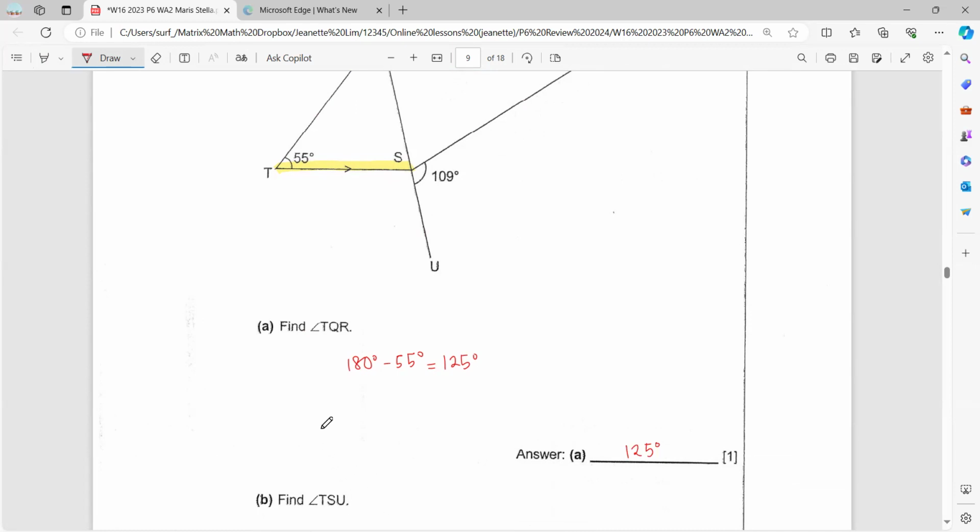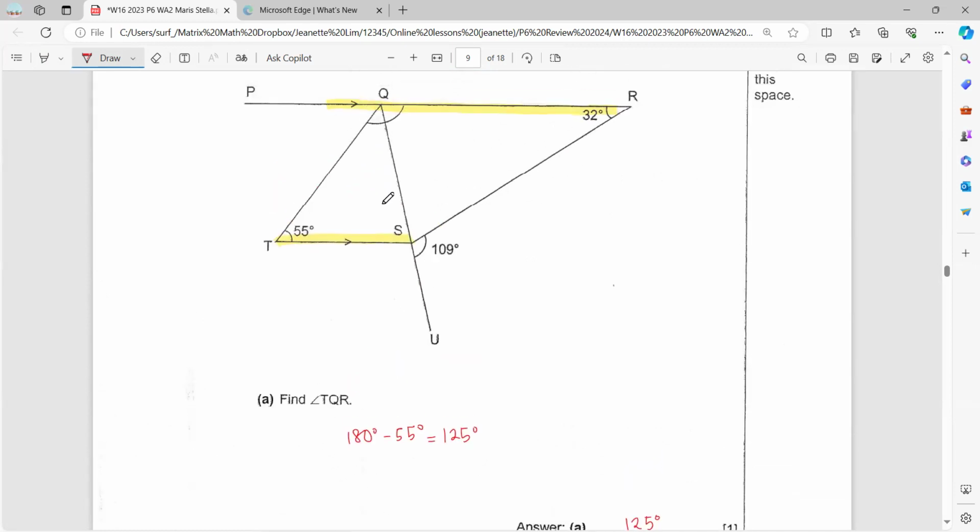Next, find TSU, which is this angle here. To find this angle here, this is 360. I will have to find this angle here, so that I can take 360 minus this minus 109, and I get TSU.